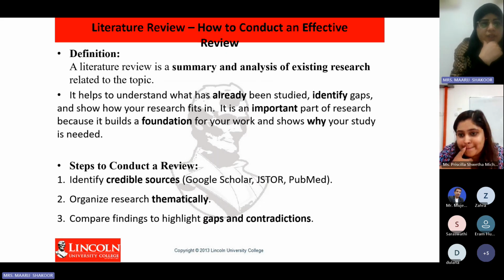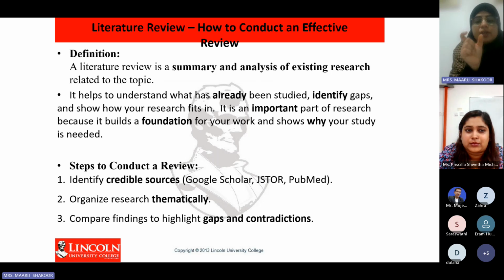Okay, how to conduct an effective literature review. Literature review is a summary and analysis of existing research related to the topic. It helps to understand what has already been studied. In a literature review, what you have to mention is what has already been studied, identify gaps, and show how your research is going to fit in regarding this work. It is an important part of research because it builds a foundation for your work.